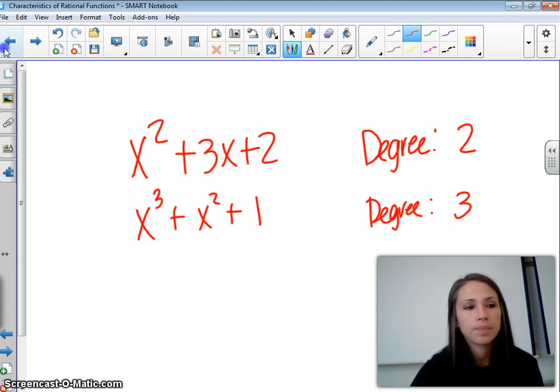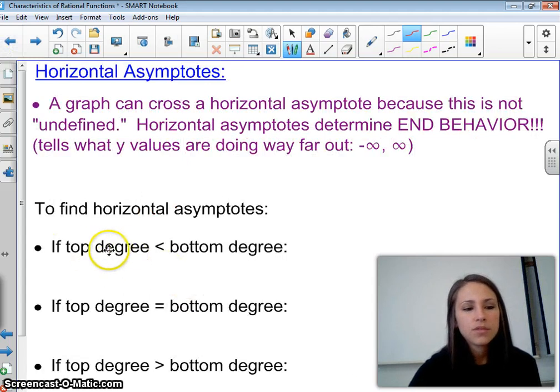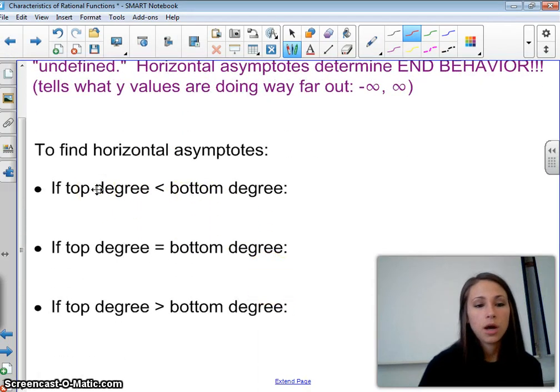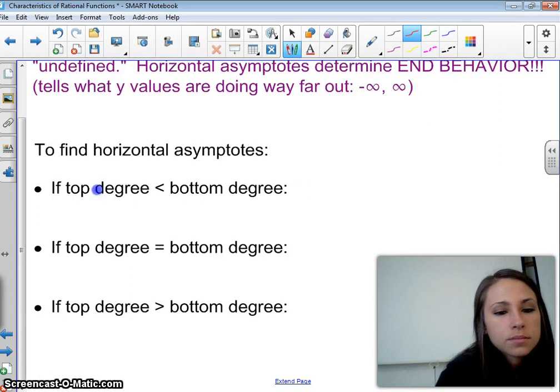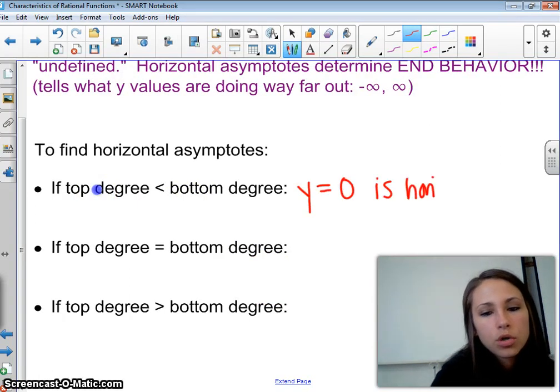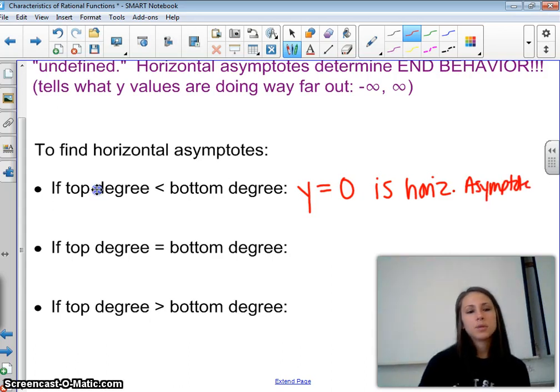So if the top degree is smaller than the bottom degree, or if the bottom is bigger than the top, then y equals 0 is the horizontal asymptote. If the bottom is bigger than the top, the horizontal asymptote is y equals 0 every time.